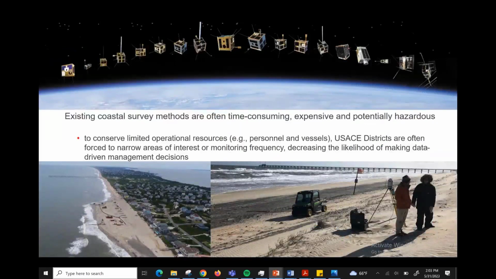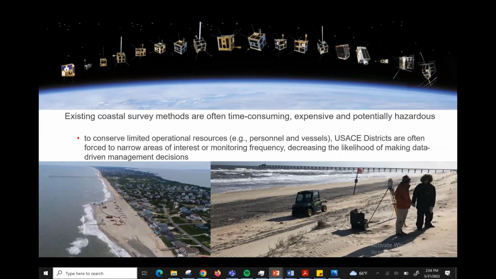Okay, so a bunch of coastal folks already on the line. I think you don't need a whole lot of motivation for satellite remote sensing. Our existing survey methods, whether it's LiDAR or boat-based GPS surveys or RTK walked shorelines, drone surveys, any of these things are time-consuming, expensive, and then we have a lot of hazardous areas that we can't really reach across our district sites.